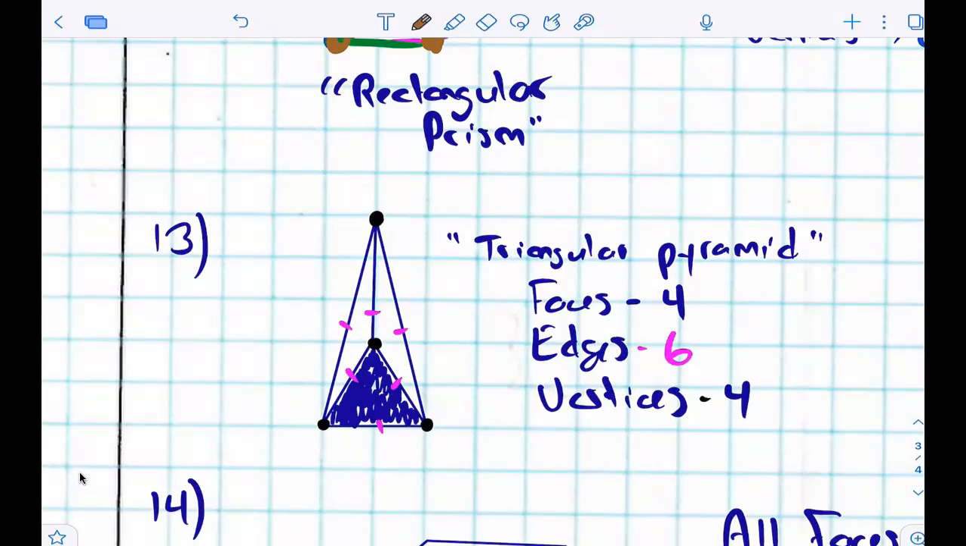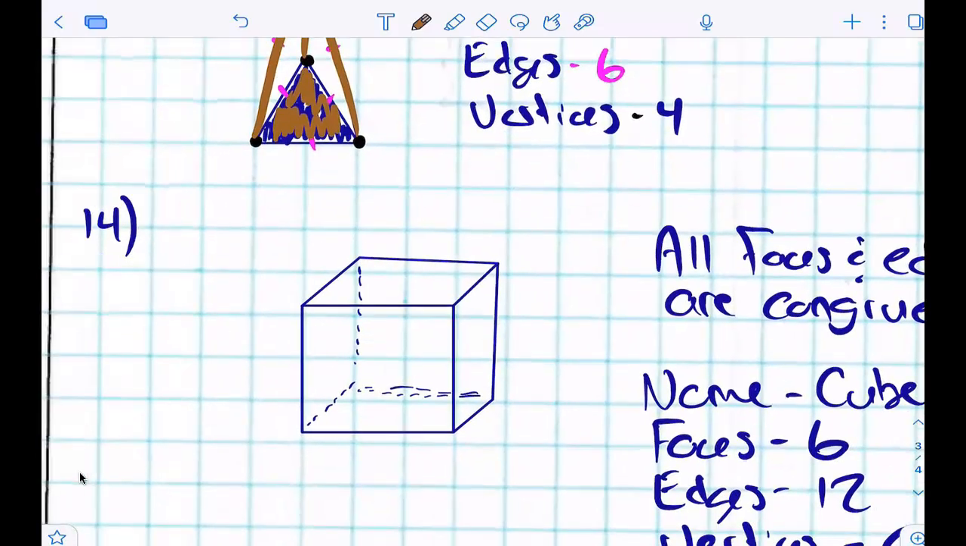Okay. Now, a triangular pyramid, the base is on the bottom, right? It's a triangle, so we call it a triangular pyramid, right? And then the edges and faces on the sides all come up to a single point, right? Okay, and then question, is the base also considered a face? Yes.